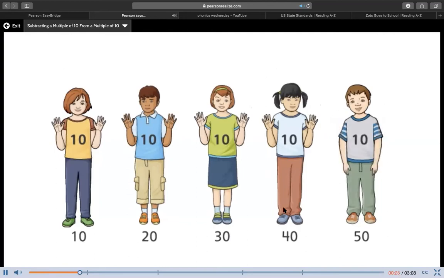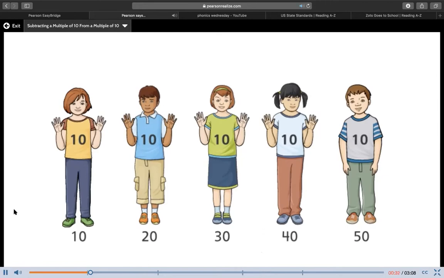What if one of the students takes away their 10 fingers? How many fingers will be left? All right, so we started with 50. One student put their pair of hands down. How many fingers are left? Remember, this student put their hands down, so their fingers aren't up anymore. You figure it out. All right, let's keep going. You can pause if you need some more time to figure this out.